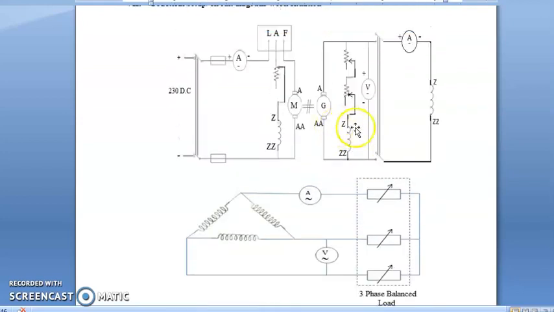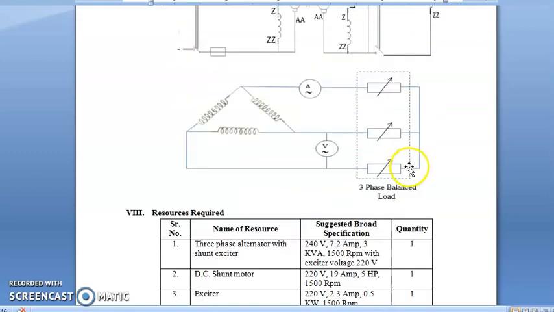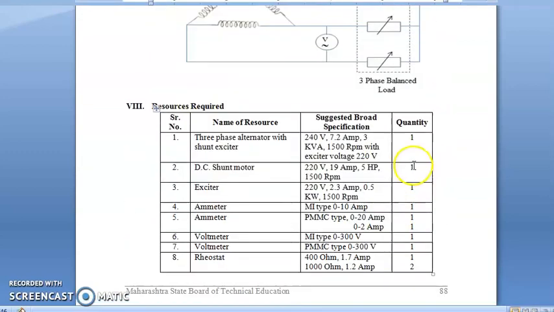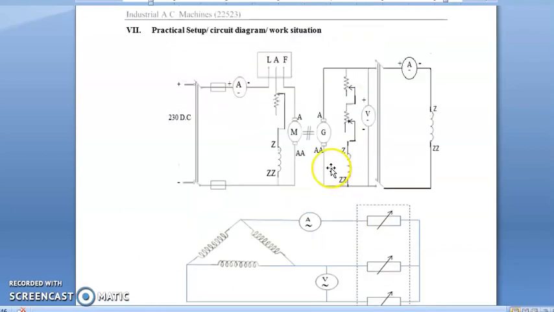Okay, and after excitation is on, you should obtain the rated terminal voltage. Suppose my generator terminal voltage is 415 volt. Then adjust the field rheostat of the generator so that the generator terminal voltage is 415 volt. Okay, now this is nothing but the practical setup, we call it the experimental setup for this experiment.